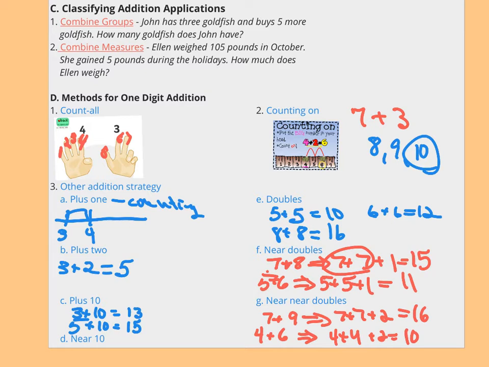The last strategy is the near 10 strategy. The near 10 strategy is going to use the idea of 10, but we're close to it, so we're looking at the plus 9s really. So this is plus 9s, and it'll just be 1 less than my plus 10s. So if I looked at 9 plus 5, I would say that that was really 10 plus 5, which I know is 15, and then I would take away 1, and that would give me 14.